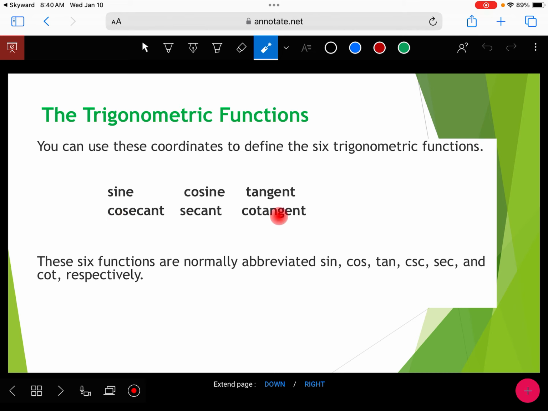Cosecant, secant, and cotangent. A lot of times, it's kind of confusing because it says co and this says co. You would think that they go together, but they don't. Sine and cosecant are sisters. Cosine and secant are sisters. Tangent and cotangent are sisters.